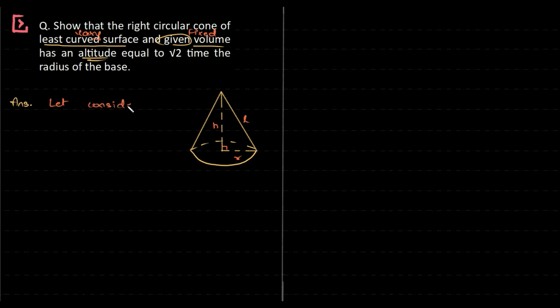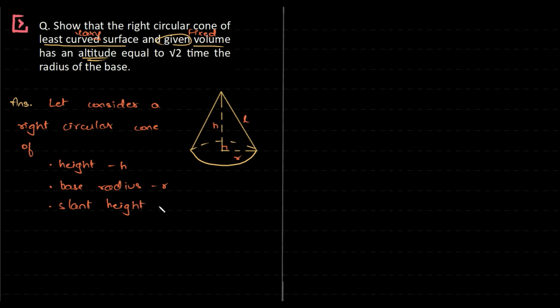First of all, let me write a statement. Let's consider a right circular cone of height h, base radius r, and slant height L. So we have to prove that the altitude, that is h, is equal to root 2 times the r for least curved surface area.